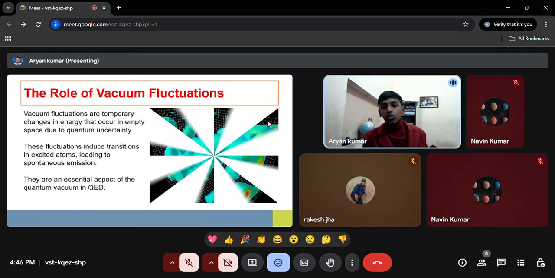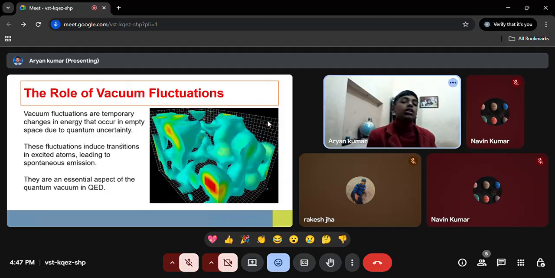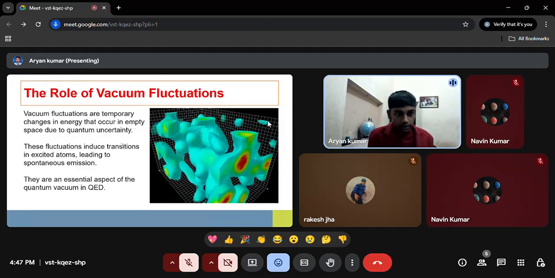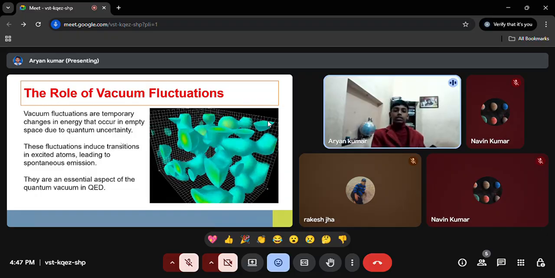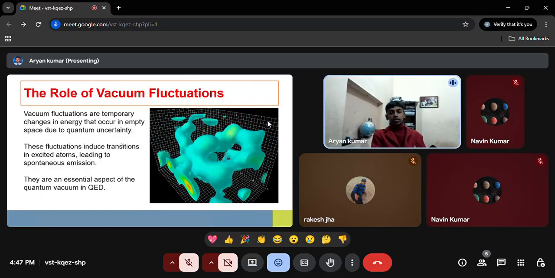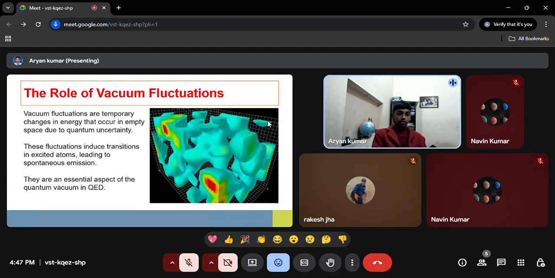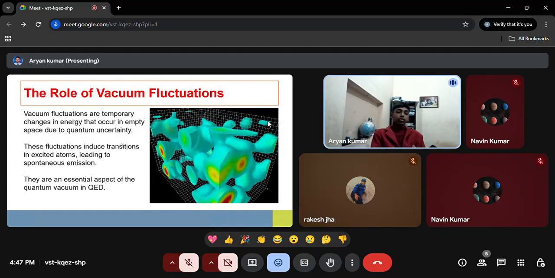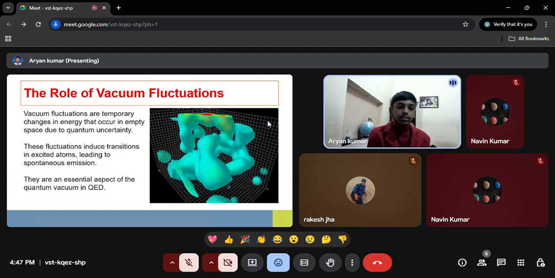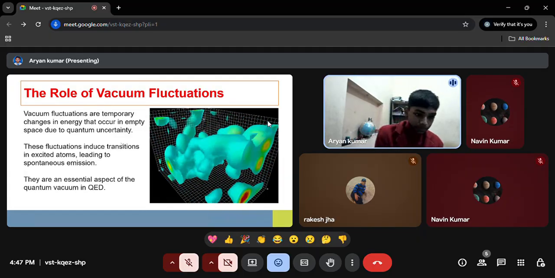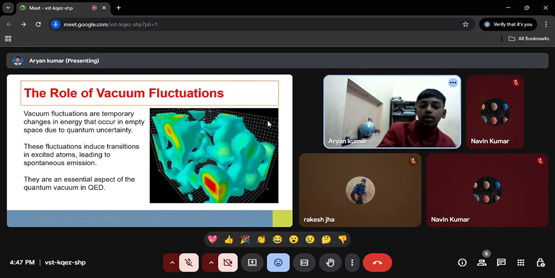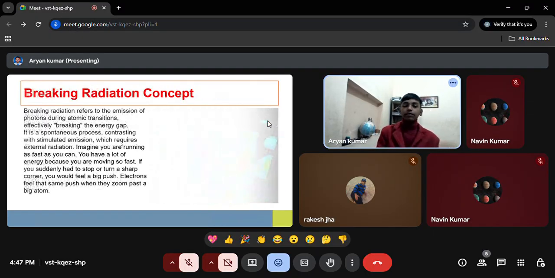Okay. So the role of vacuum fluctuations. Vacuum fluctuations are temporary changes in energy that occur in empty space due to quantum uncertainty. These fluctuations induce transitions in excited atoms, leading to spontaneous emission. There are several essential aspects of the quantum vacuum in quantum electrodynamics.